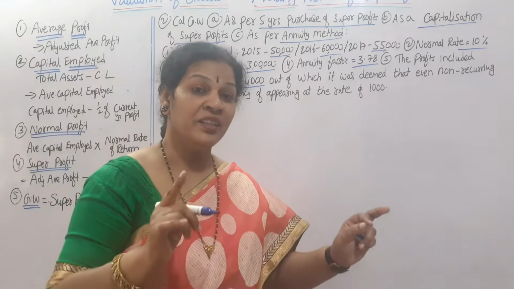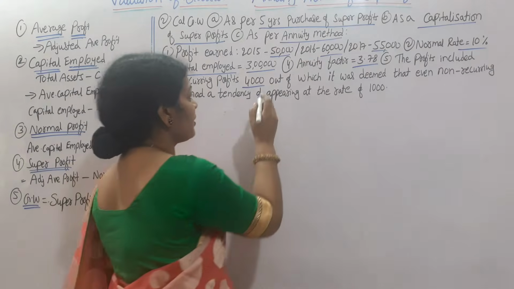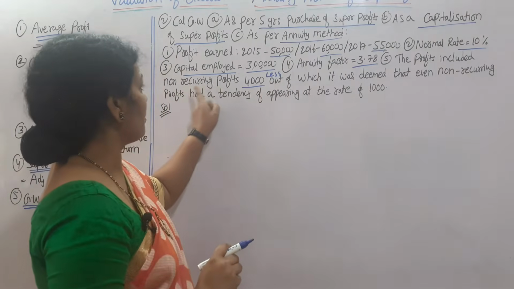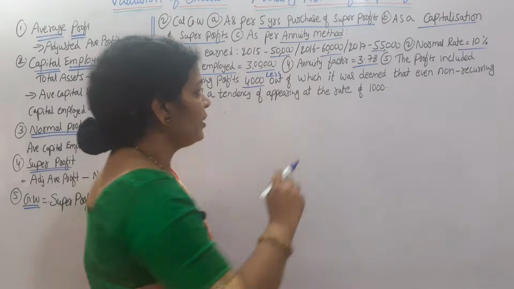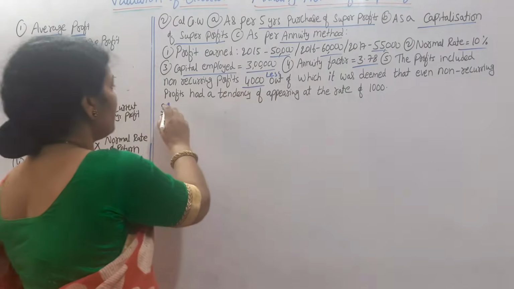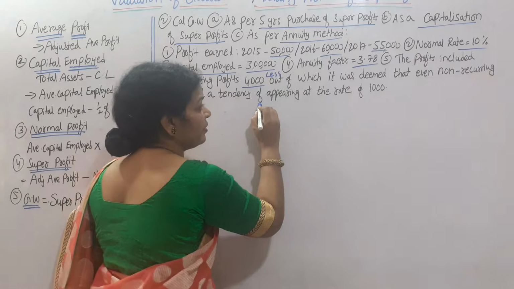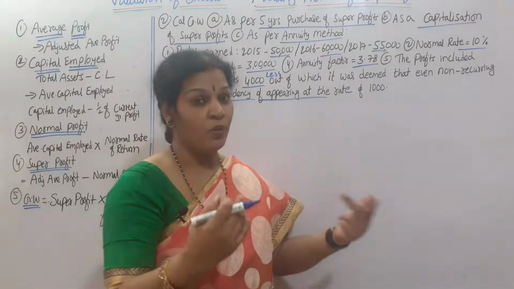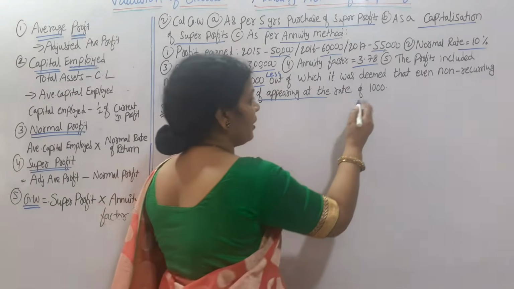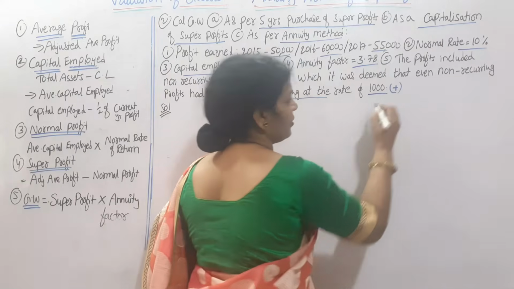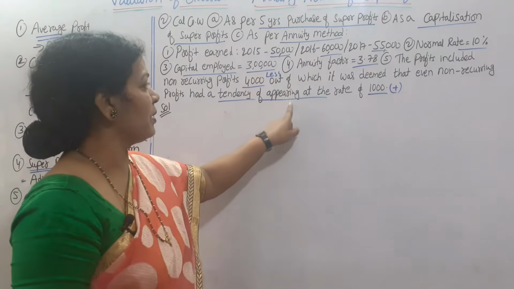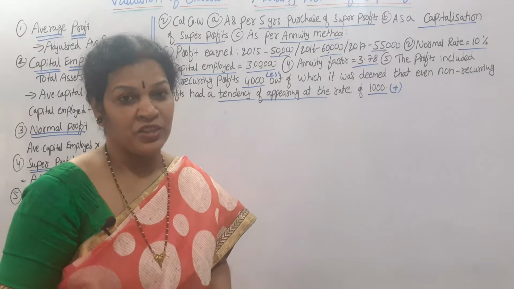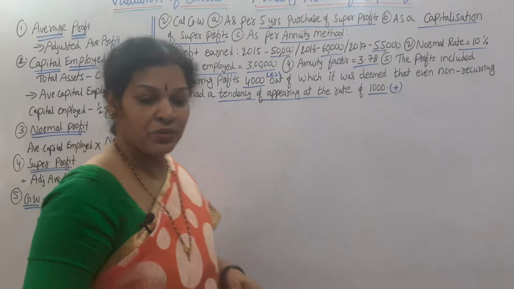Always remember, anything non-recurring we have to deduct. And what they are saying, non-recurring profits 4,000, out of which it was deemed that 1,000 had a tendency of appearing again. Once again it is going to appear. So that kind of thing is 1,000. This we are going to add. Non-recurring we always deduct, but this is having a tendency of repeating, means this we are going to add to the average profit. Now simple, we will work out the problem.